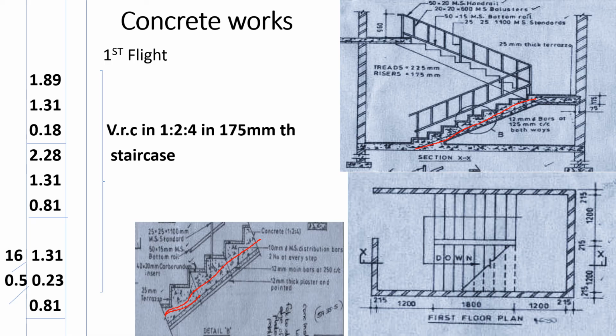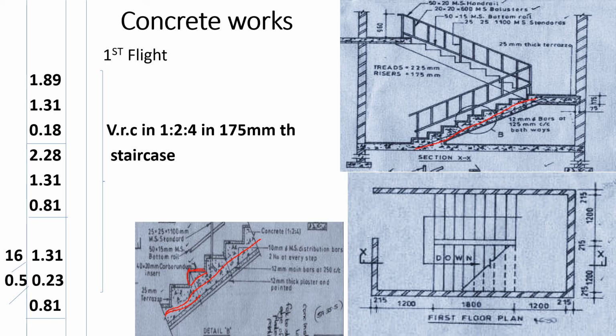Sorry, before we give the description, let's also book the steps. The steps are equivalent to the number of risers. The number of risers are 16, both in the first and in the second flight. So this concrete here is forming a triangle. So we are going to find the area.